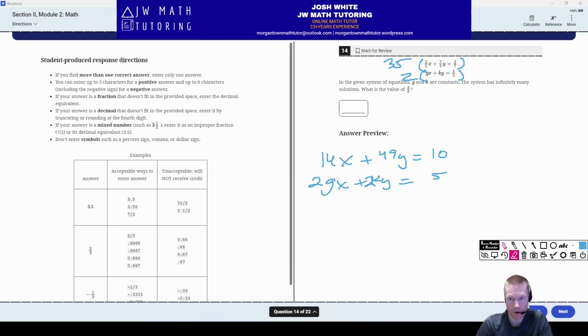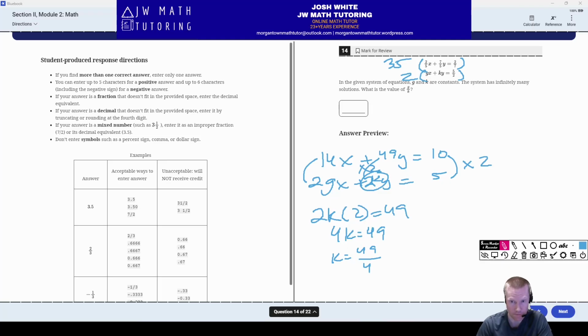All right, so now what you're looking for is basically for this system to have an infinite number of solutions. The multiples or the multiplier between the x and the y and the number terms are all the same. Meaning to go from the bottom to the top, for example, you have to multiply by the same number. So notice on the right side here, we already know the number is 2. So what that tells me is here, the coefficient, which is 2k, multiplied by 2 has to equal 49. So 4k equals 49, or k equals 49 over 4.